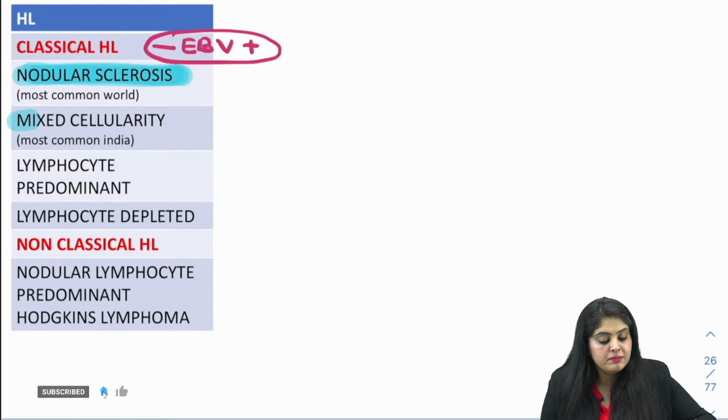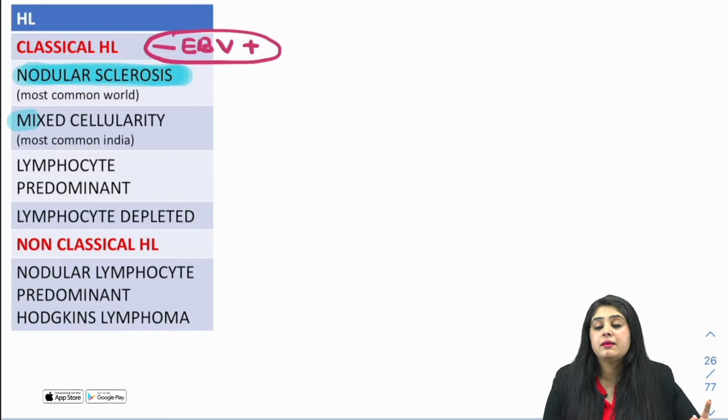Next one is MI, mixed cellularity. Why did I say MI? M for most common, I for India. This is the most common Hodgkin's in India. So remember, nodular sclerosis for the world, mixed cellularity, MI, is going to be for India.